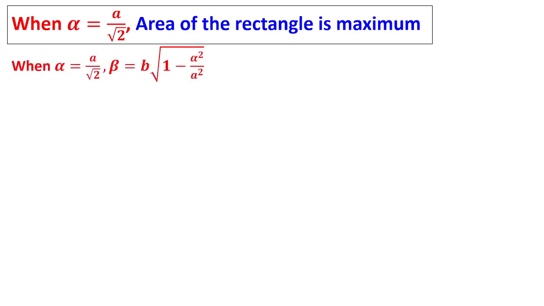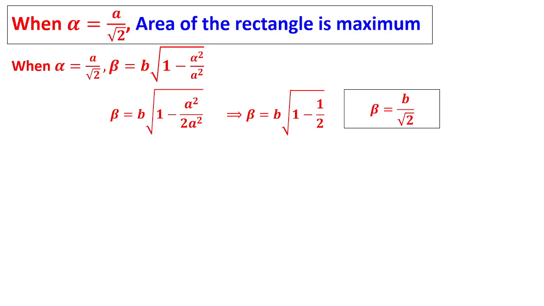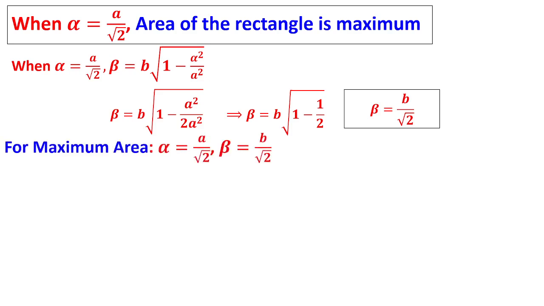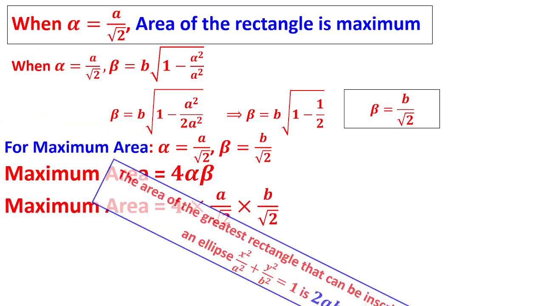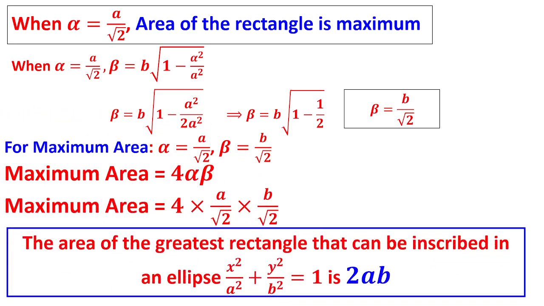Now, when alpha is a by root 2, let us find what is beta. Beta is b by root 2. Therefore, for maximum area, alpha is a by root 2, beta is b by root 2. Let us find the maximum area. It is 4 alpha beta, which is nothing but 2ab. Therefore, the greatest rectangle that can be inscribed in an ellipse, its area will be 2ab.